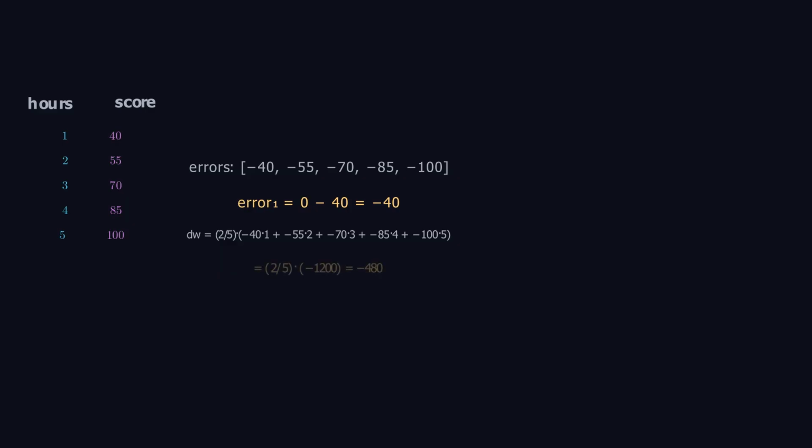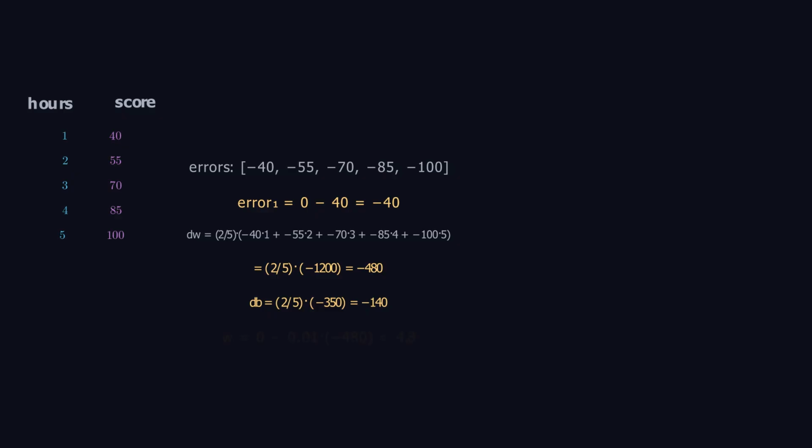That gives negative 480. In plain terms, loss is falling steeply with respect to the weight W, because our predictions are too low and x is making the gradient large. Partial L over partial B equals 2 over n times the sum of the errors, negative 140. Loss is also falling with respect to the bias B, but more gently because B doesn't get multiplied by x.